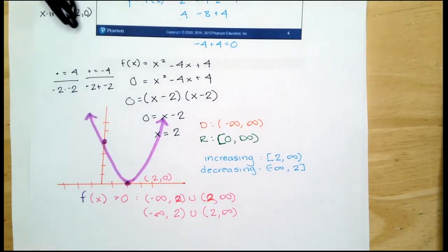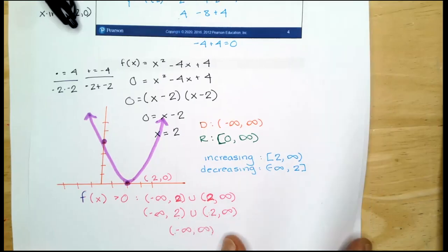We're not less than 0 anywhere. Okay, we never go below 0. We touch 0 at 2, so we omit 2 from what would usually be negative infinity to infinity, right? Negative infinity to infinity, but not counting 2 means negative infinity to 2, and then from 2 to infinity.